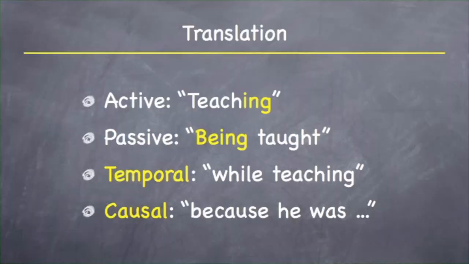By the way, in terms of translation, the most important thing is if it's active, stick an ing. If it's passive, do being and the third principal part of the English verb. And then if context allows it, and if it helps the context, then you can make it temporal or causal by adding in while or because. Okay? All right. Very good.